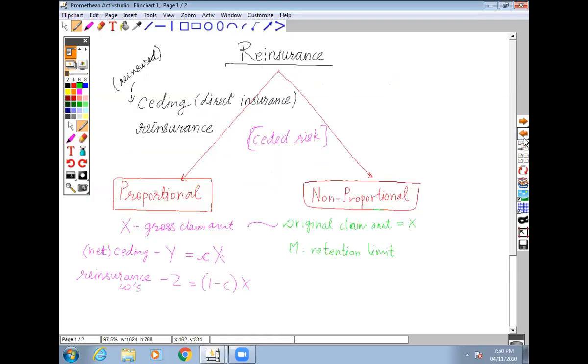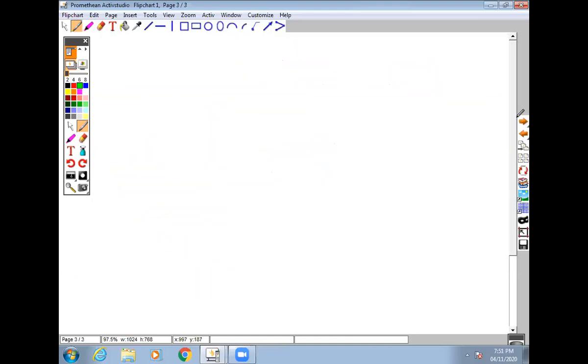So next up, you have non-proportional kind of reinsurance. How do you guys think there can be different ways of non-proportional reinsurance? What different ways do you think there can be?